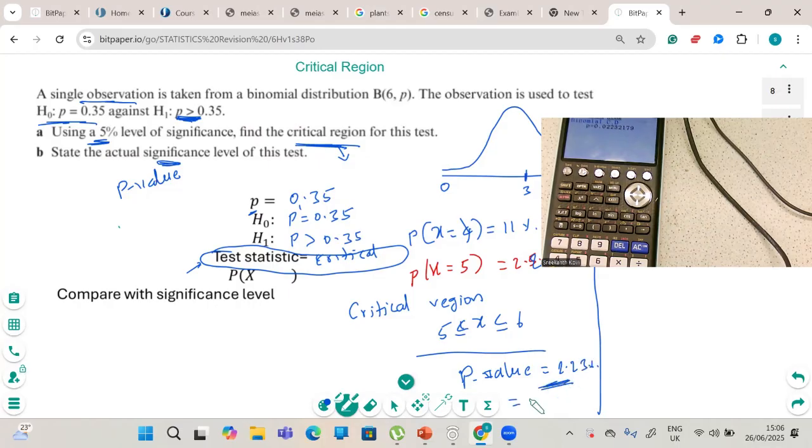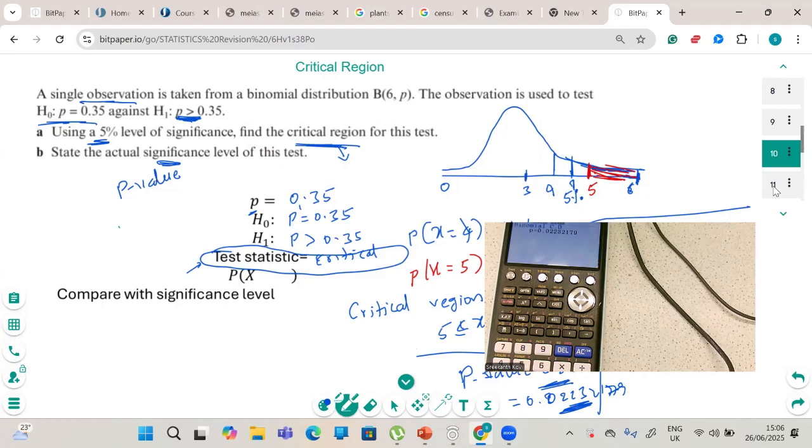You can also write in decimal 0.022323179. You can write in decimal as well. This is how you do the critical region. I hope this is okay.